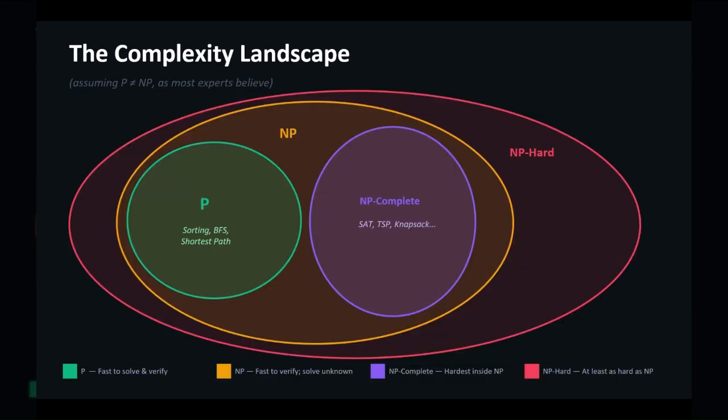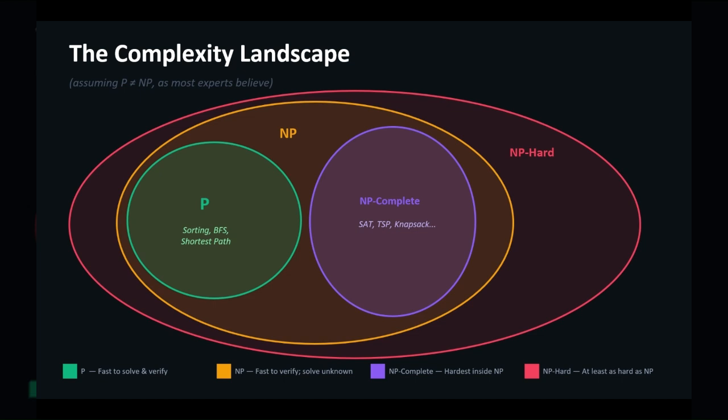The complexity landscape, nested circles diagram. Here's the visual that ties everything together. The innermost region in green is P. Every problem here can be solved efficiently: sorting, routing, searching, and all that. Around it in amber is NP. Everything in P is also in NP, which is why P sits inside NP. The NP region contains problems where solutions are easy to verify.